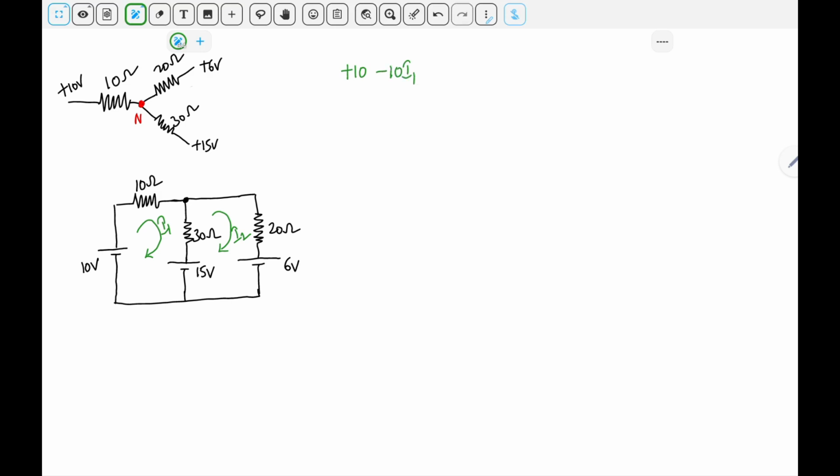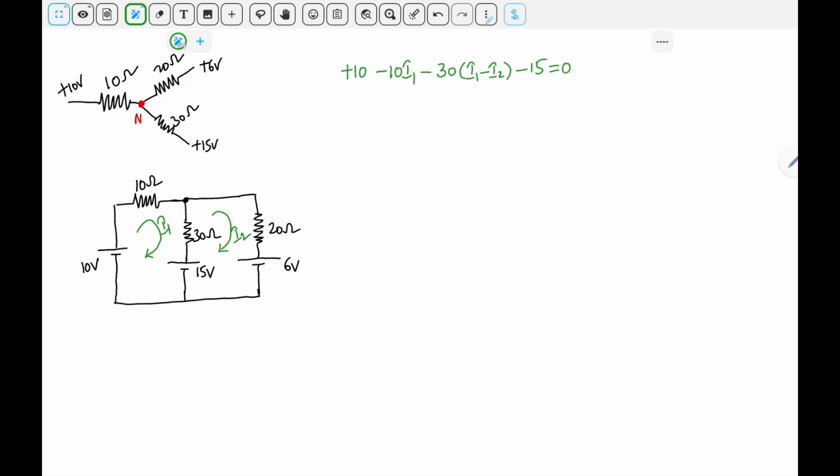And through the 30 ohm, two currents are flowing, I1 and I2. But when we are writing the mesh equation for the first mesh, we need to consider I1 as the larger current compared to all other currents. Therefore, we can consider it as minus 30 into (I1 minus I2), because both currents are in opposite directions, and I1 is the larger current compared to I2. As we are moving from positive to negative, we consider it with the negative sign. And through the 15 volts, we are moving again from positive to negative, so it is also negative. You will have minus 15 equal to 0.